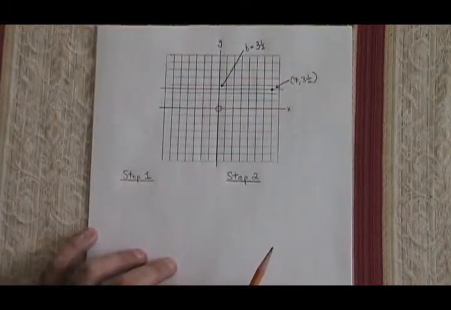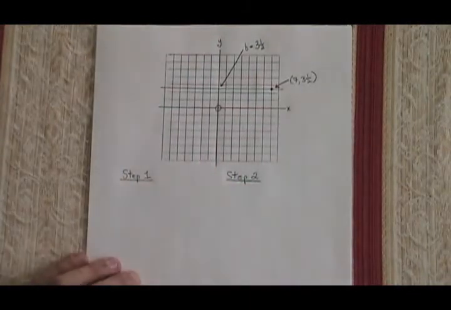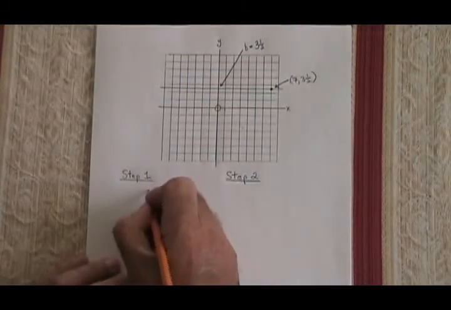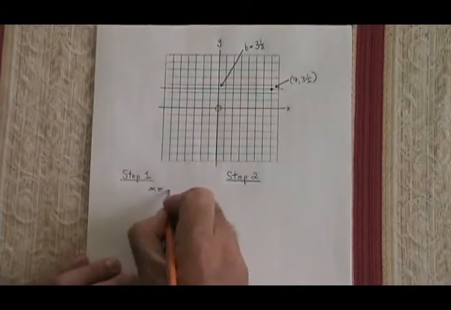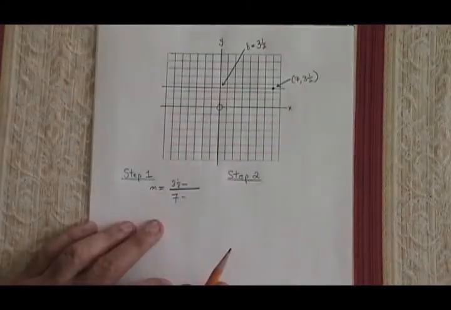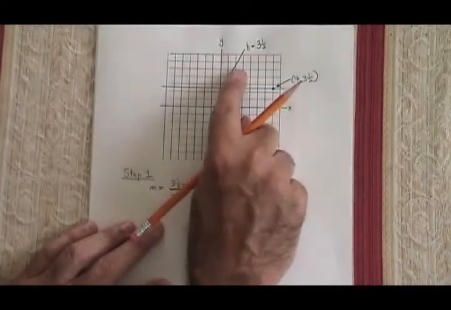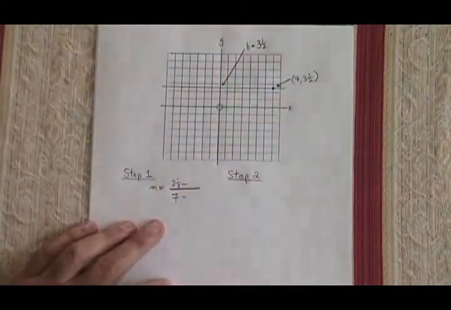What about when I have a horizontal line? I can still use my step 1 and step 2 process, so I'm going to demonstrate it. To find my slope, I use the slope formula. My y2 is 3.5 and my x2 is 7. For point 1, I don't have x and y coordinates. I'm just given this b equals 3.5.